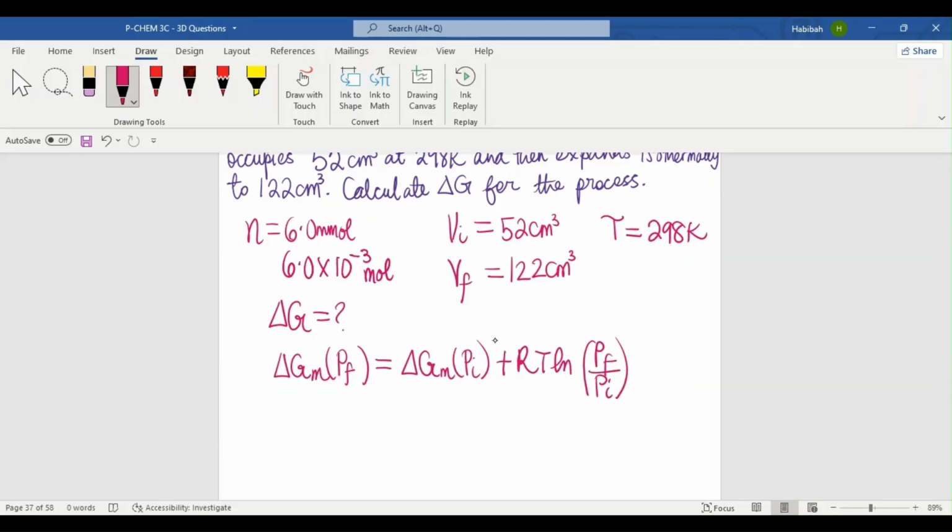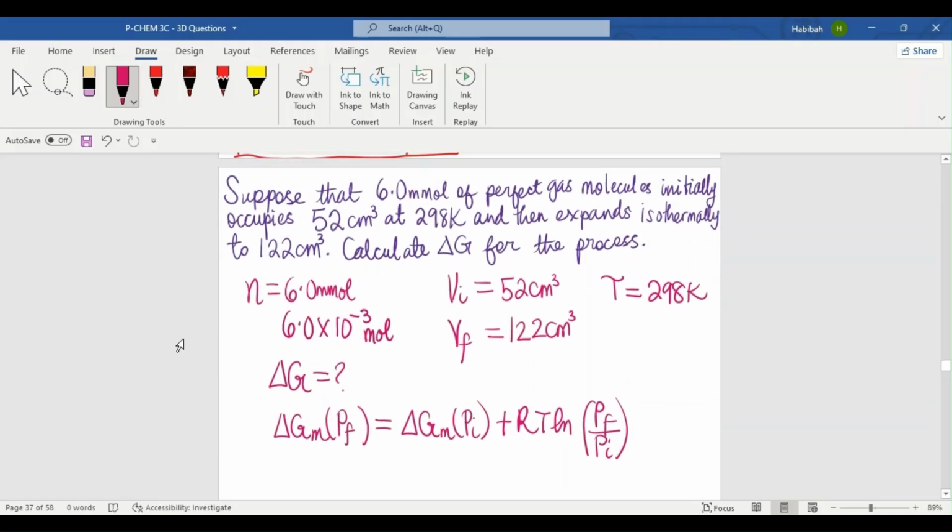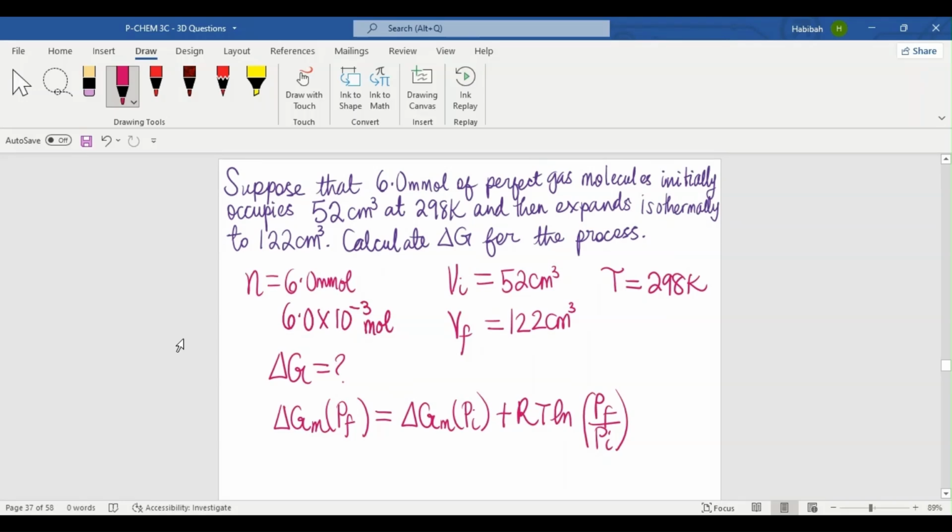Now, the problem with this question is this. First of all, we're not given any value for pressure, and we're also asked for the change in G, not the change in molar Gibbs energy. So those are the two issues that we've come across. But since it's a perfect gas question, we can find the initial pressure as well as the final pressure based on the parameters we have, right? For example, we have the initial volume, we have the temperature being constant, we have the number of moles. That means we can find the initial pressure. So this is the formula we're going to use, but we need to make sure we have all the proper values necessary for this question.